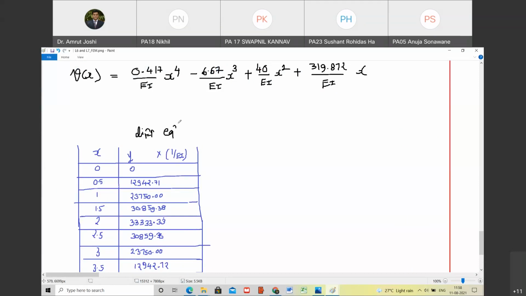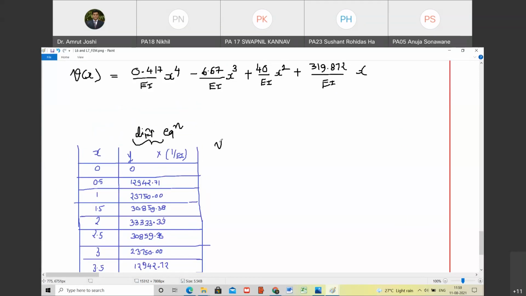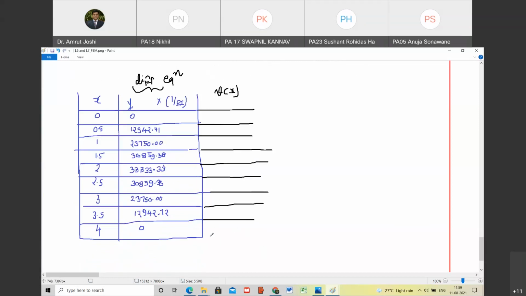When we solved the differential equation, we got this solution. And now let us find out v of x. V of x is the solution of the y directional displacement at all these locations, but by using the principle of minimization of potential energy. Are you with me? Yes, sir.